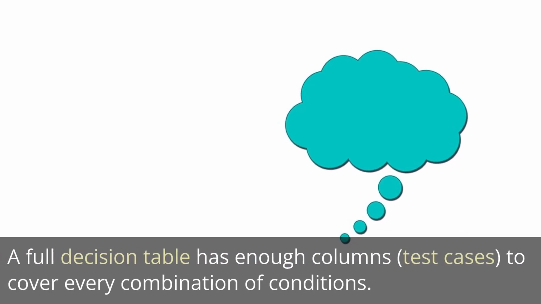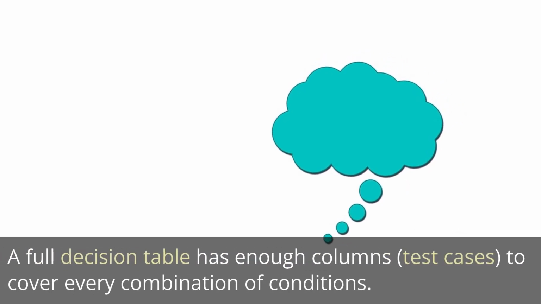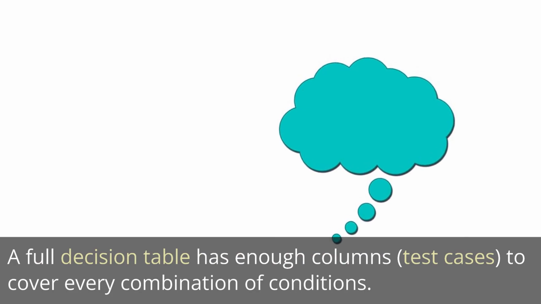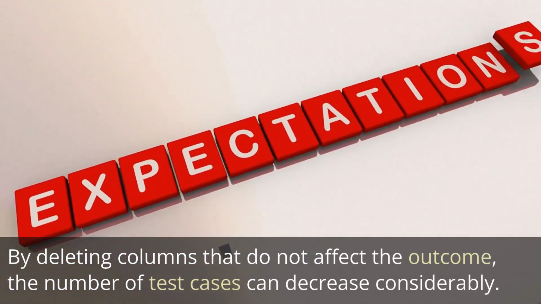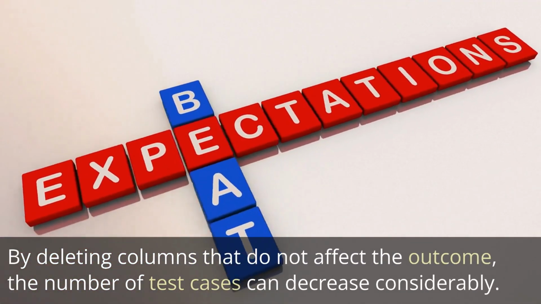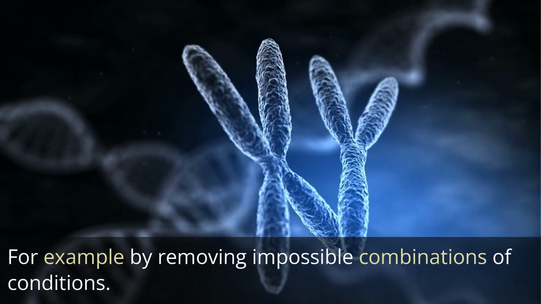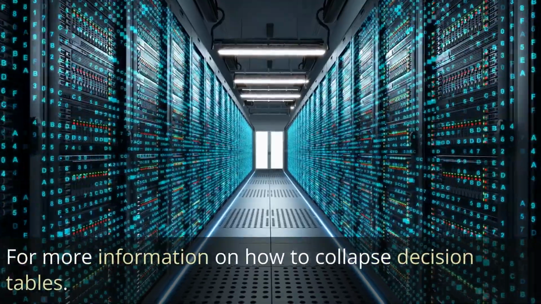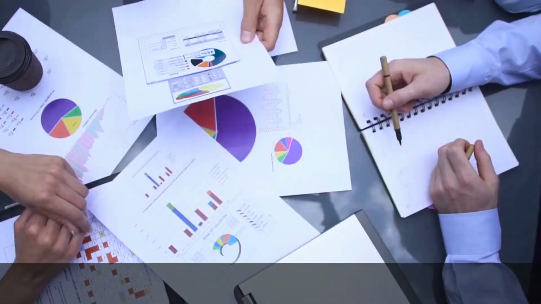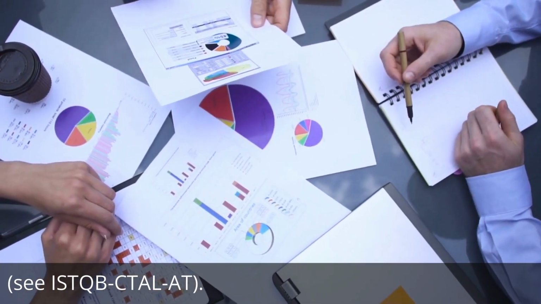A full decision table has enough columns, test cases, to cover every combination of conditions. By deleting columns that do not affect the outcome, the number of test cases can decrease considerably, for example, by removing impossible combinations of conditions. For more information on how to collapse decision tables, see ISTQB CTAL.